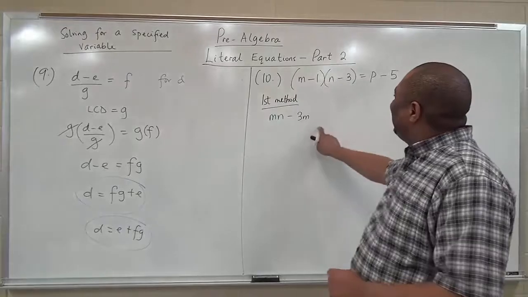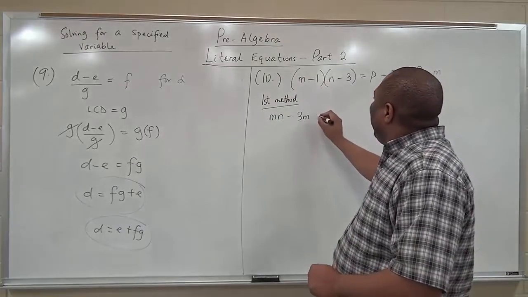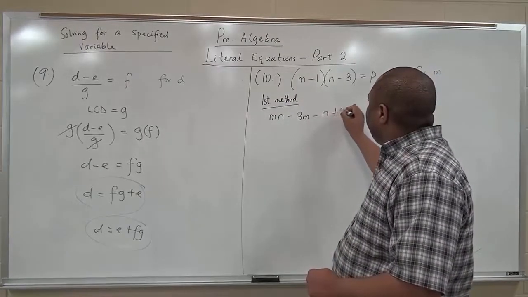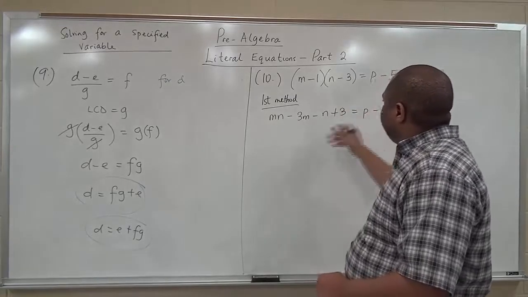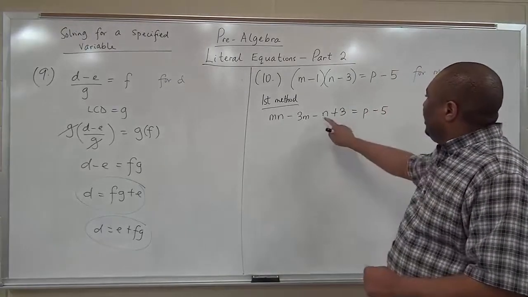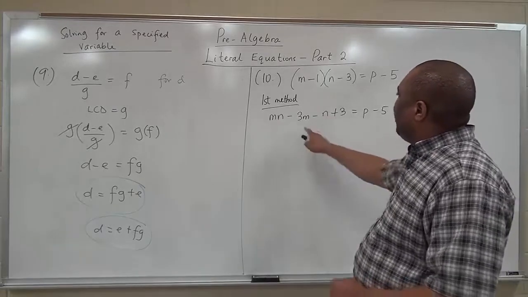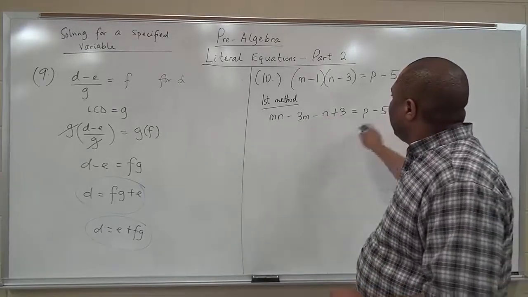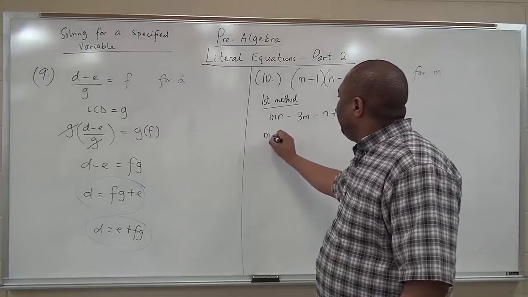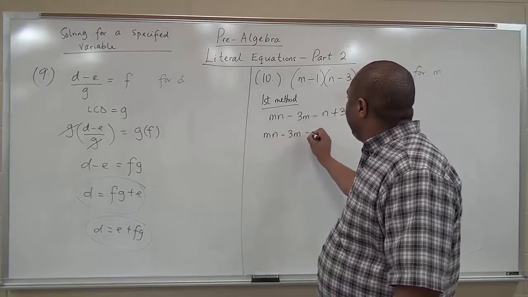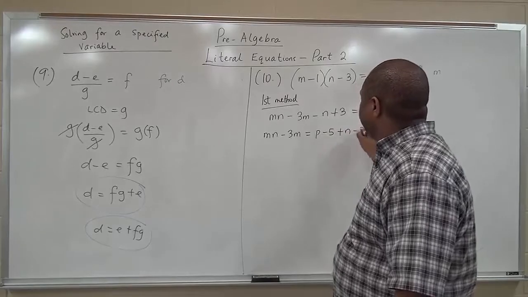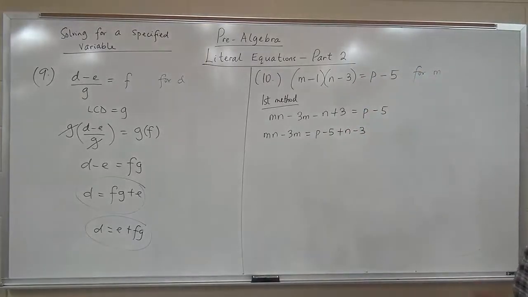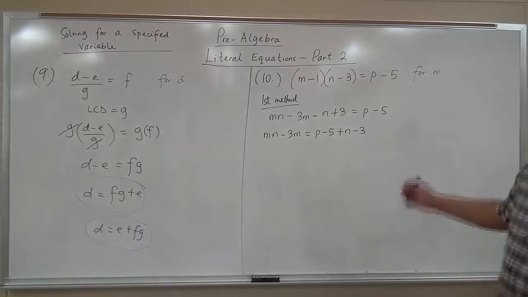So mn minus 3m minus n plus 3 equal to p minus 5. So push these guys out. We want to isolate m. So push these guys out. We have mn minus 3m equal to p minus 5 plus n minus 3. P minus 5 plus n minus 3.